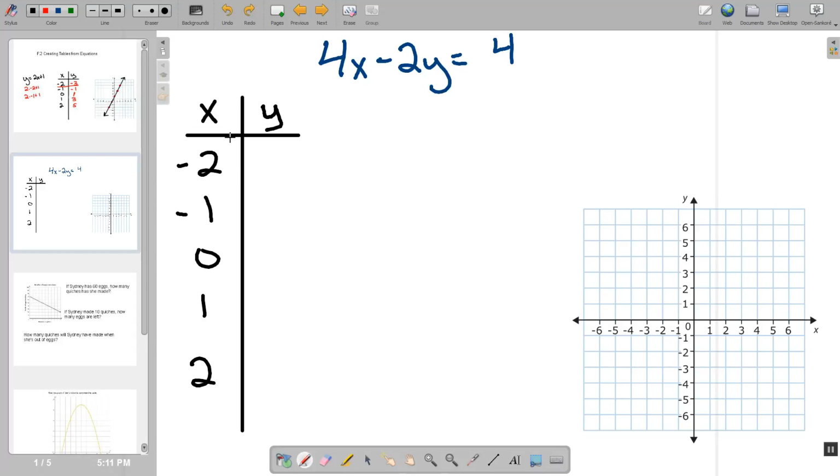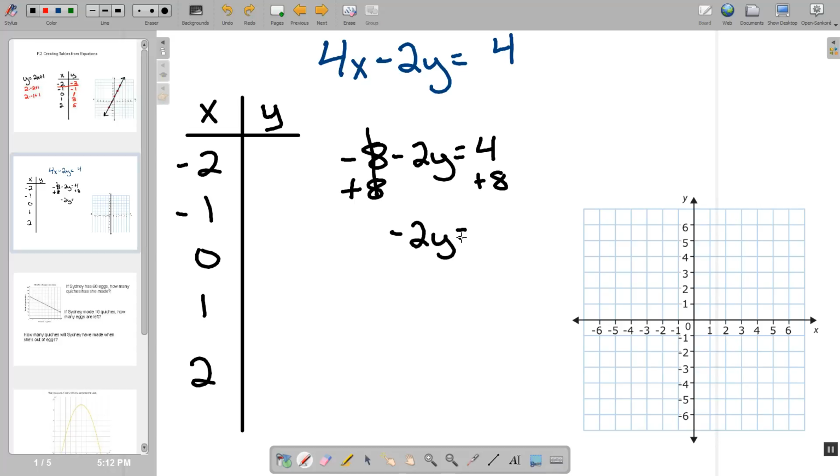For negative 2, we go 4 times negative 2 and get negative 8 minus 2y equals positive 4. And now we have to solve for our y value. So we're going to add 8 to both sides to give us negative 2y equals 12. Now we divide by negative 2 on both sides. And so our y value is negative 6, which goes right here.